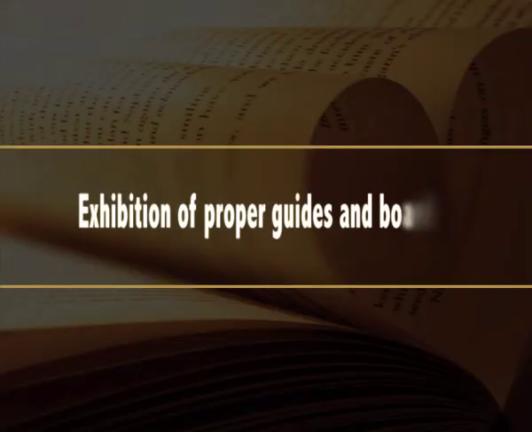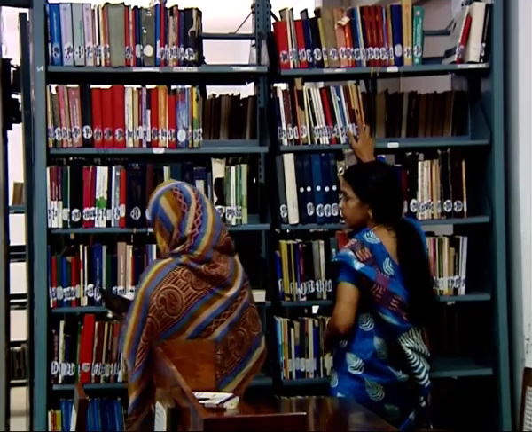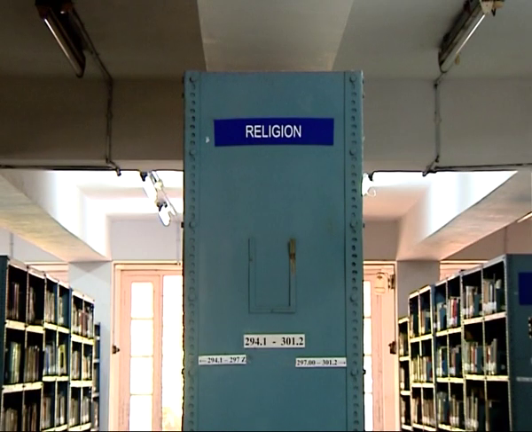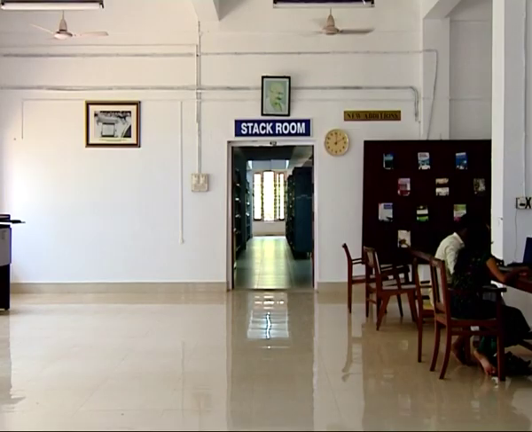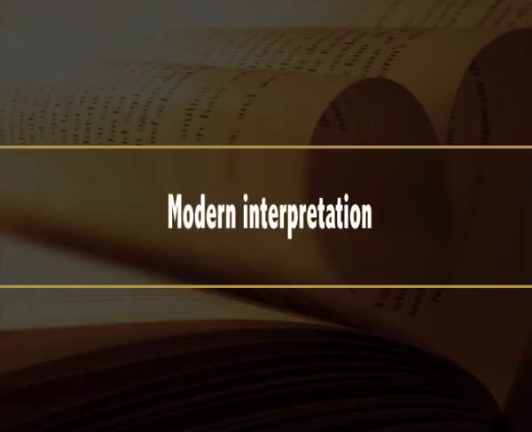The fourth one, that is exhibition of guides and boards. Libraries should provide sufficient guides to help users to reach their respective locations without personal help. Proper boards are to be placed before each section such as reference section, periodical section, stack room and reprographic section. The modern interpretation of the fourth law is save the time of the information users. Application of modern information and communication technologies for library and information services is the implication of this law.